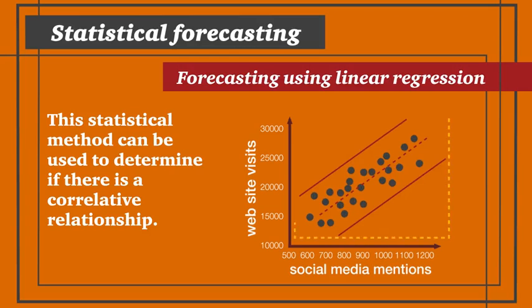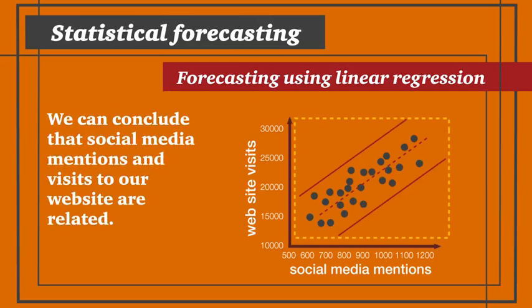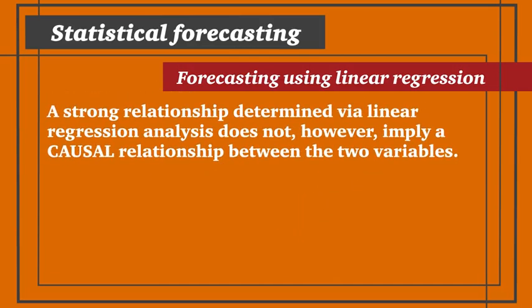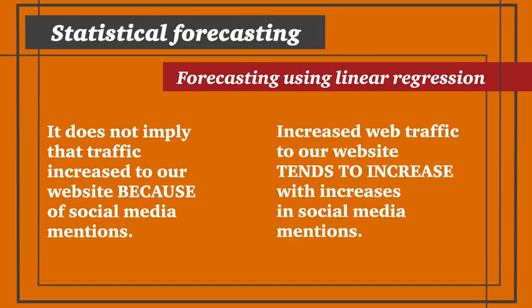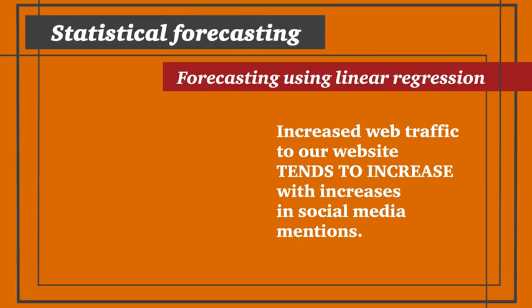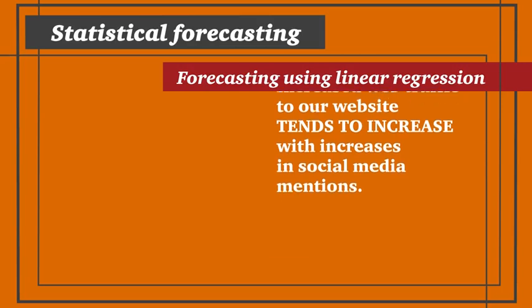If these measures indicate a strong relationship, we can conclude that social media mentions and visits to our website are related. A strong relationship determined via linear regression analysis does not, however, imply a causal relationship between the two variables. Said differently, it does not imply that traffic increased to our website because of social media mentions, but rather that increased web traffic to our website tends to increase with increases in social media mentions. This is an important distinction, though causal analysis is beyond the scope of this module.